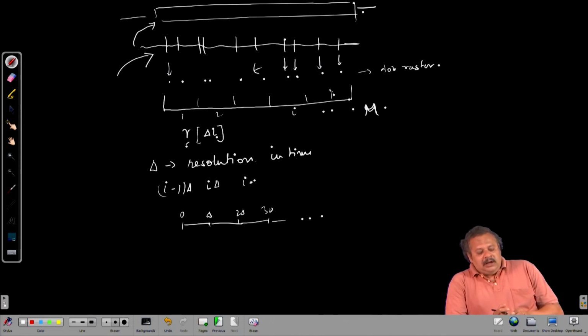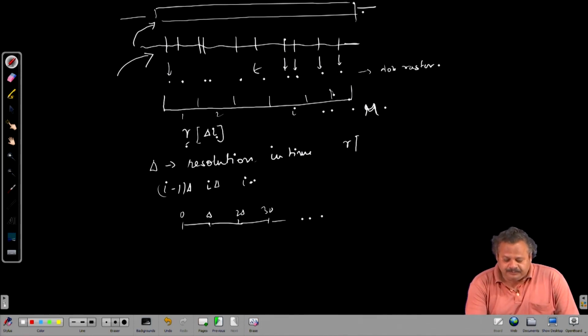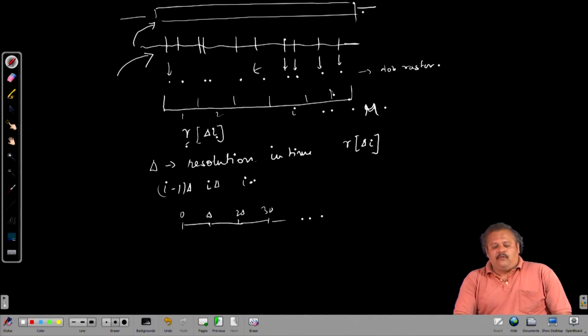Now, as you can imagine, if we keep on reducing delta to smaller values, we will ultimately go to a stage where at most one spike can occur in a delta window, or even when we are close to that value, we can have only very few possibilities for the number of spikes occurring in a delta window. In that case, given the stochasticity of spike trains, we generally estimate this R delta i from a number of repetitions of the experiment that we are doing.